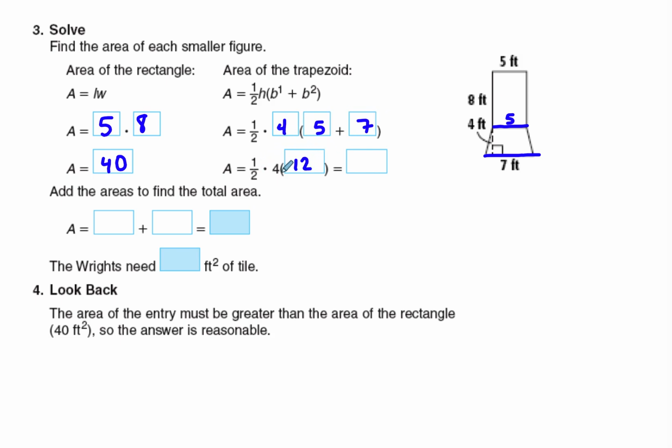So we're going to do 1/2 of 4, that's 2, times 12, that's going to give me 24 as my area, my trapezoid. And then I'm going to add those together. 40 plus 24 gives me 64, and that's going to be feet squared, 64 feet squared of tile. And then, of course, it's always a good idea at the end of any problem, but especially story problems, to look back and see, does that make sense? So it says the area of the entry must be greater than the area of the rectangle, which would be 40 square feet. So yes, our answer is reasonable.